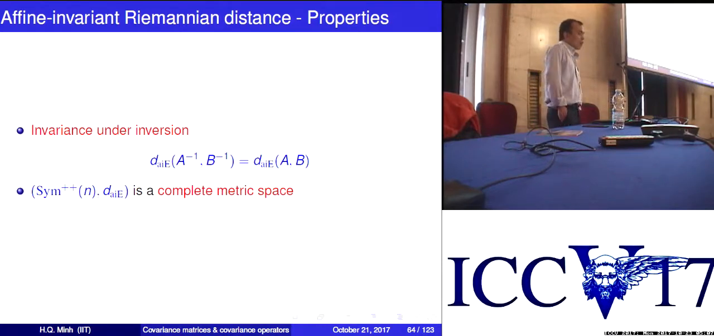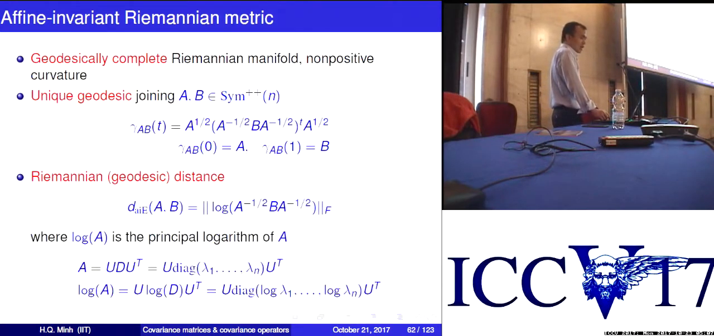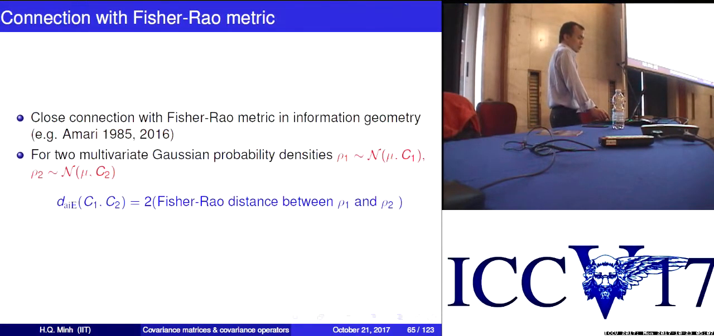In particular, it's a complete metric space, because it's a geodesically complete Riemannian manifold. So it's a very nice metric space. For inversion invariance, the distance between A^{-1} and B^{-1} is the same as between A and B. And actually, it can be verified directly by this formula as well. It also has a close connection with the Fisher-Rao metric in information geometry.